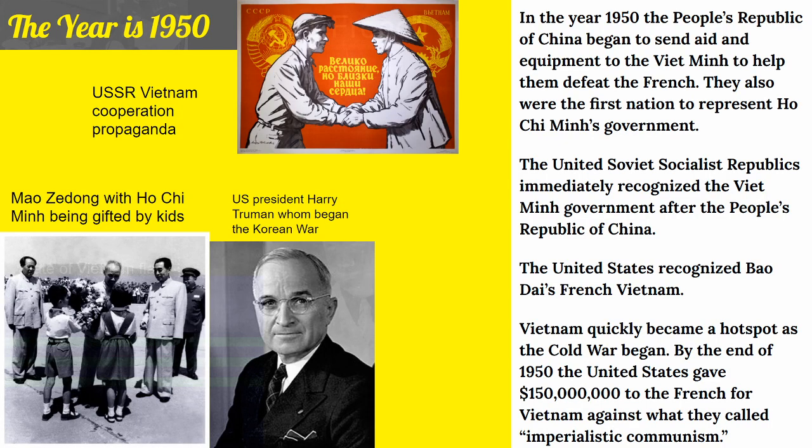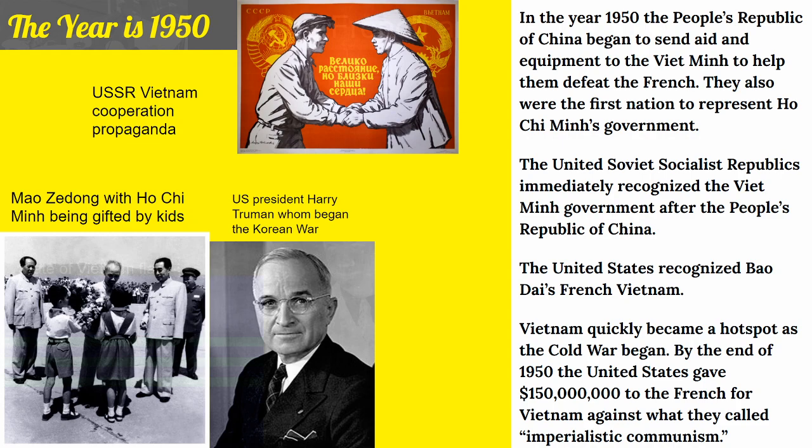So now we're in the year 1950. Things start to speed up here quite quickly. In the year 1950, the People's Republic of China would send their help during the Chinese Civil War. The People's Republic of China sent their military generals to help them out, though they also had the Korean War area to worry about. Things were stable enough in China that they sent resources to help the Viet Minh.